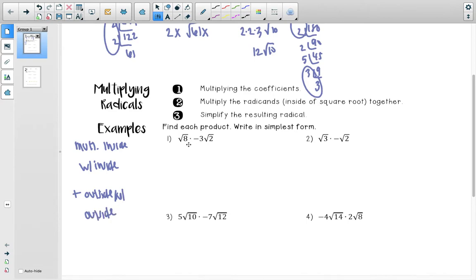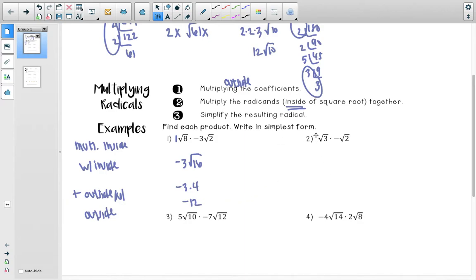Okay, so the outside would be 1 and negative 3, so we have negative 3. And then we have 8 and 2, which is 16. Now it says multiply the coefficients, which is this part right here is the outside. And then it says multiply the radicals, which is the inside, and then simplify. So the square root of 16 is 4, so we have negative 3 times 4, which is negative 12.